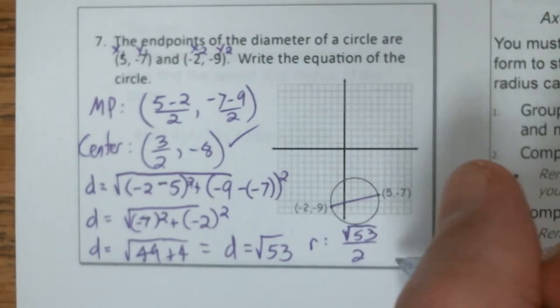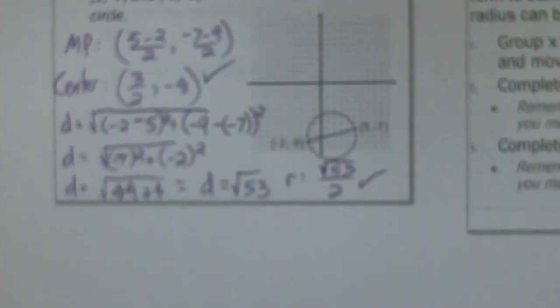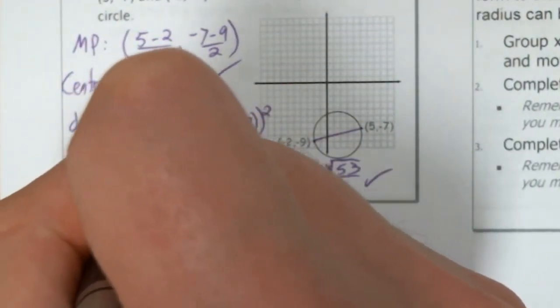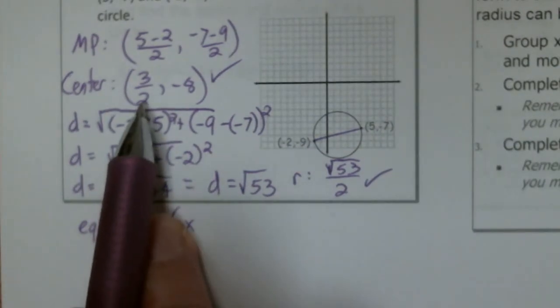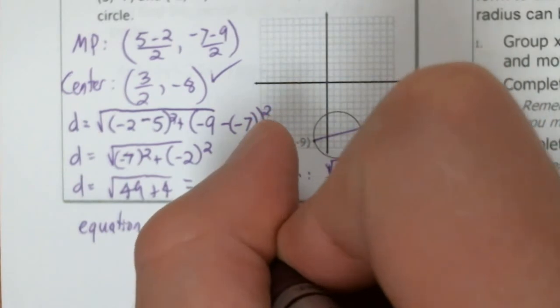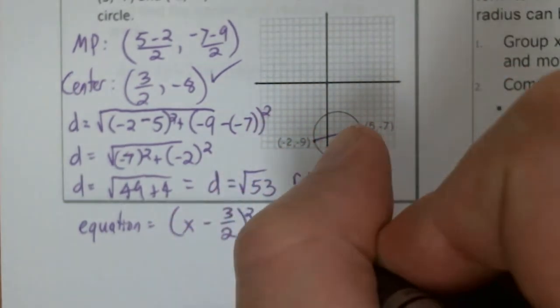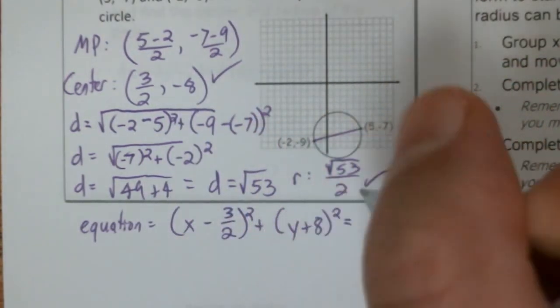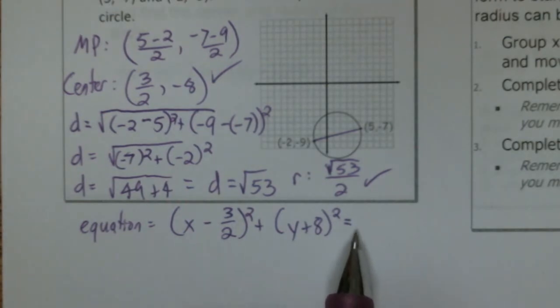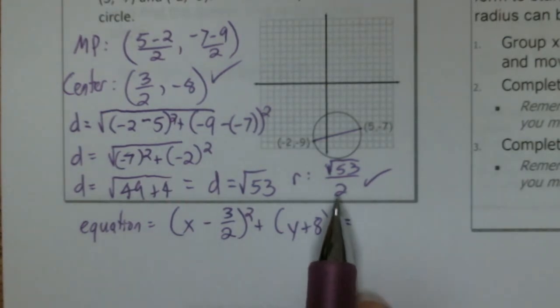Check, check. Now I'm ready to plug this into my equation. Remember it's x minus h squared plus y minus k squared equals r squared. So my equation is going to be x, and there's my center, I've got to flip that. So it's going to be x minus 3/2 squared, plus y, I've got to flip that sign, y plus 8 squared. And this is my radius, but remember in the equation it's got to be r squared.